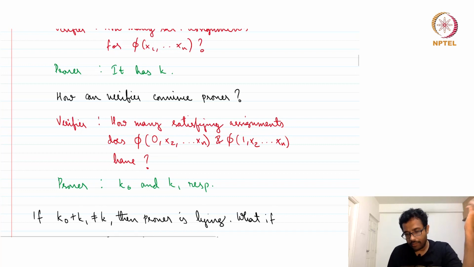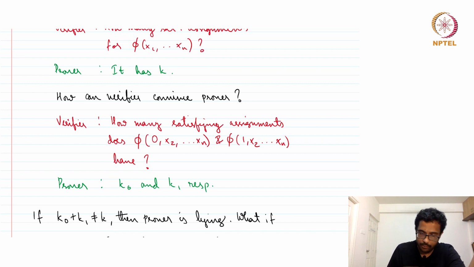For instance, one possibility is this: the verifier could ask, suppose I set x1 to be 0, how many satisfying assignments are there in that Boolean formula? That is phi where x1 is set to 0 or false, and the others remain variables, so x2, x3 up to xn could take 0 or 1. How many satisfying assignments does this have? What if the prover can provide this number? Let's say the prover says that this number is k0.